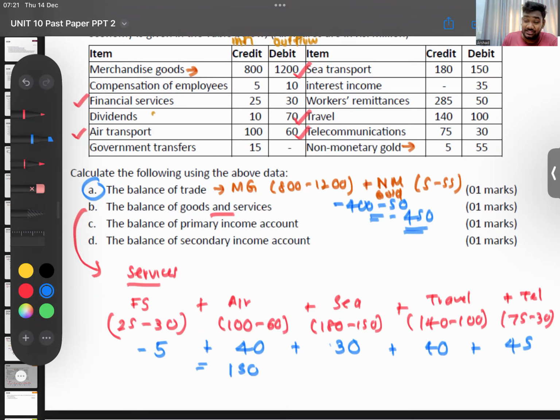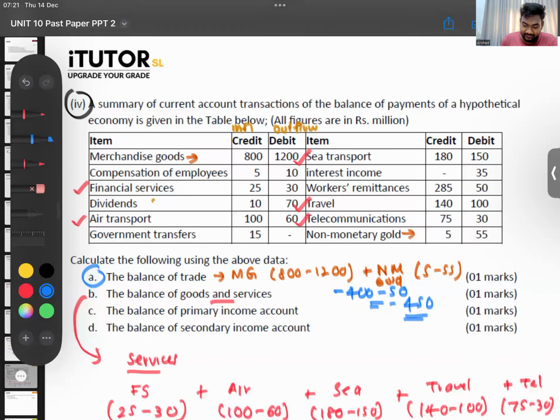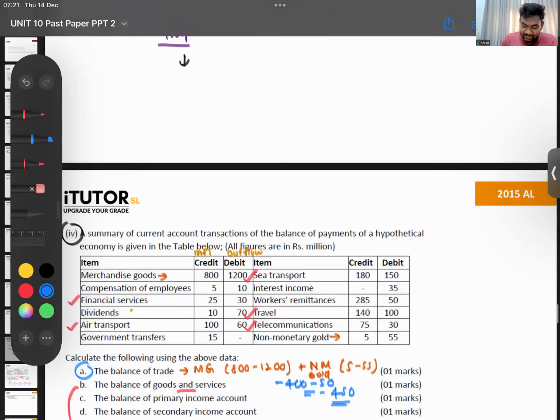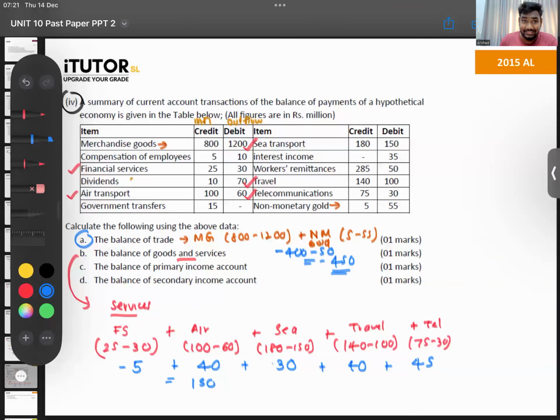Does your past paper book also say 150? Yes. 2015 question number 4 part B. Yeah. Sorry, 150 is just your service account. You have to mention the goods. Sorry. Okay, there is that part.